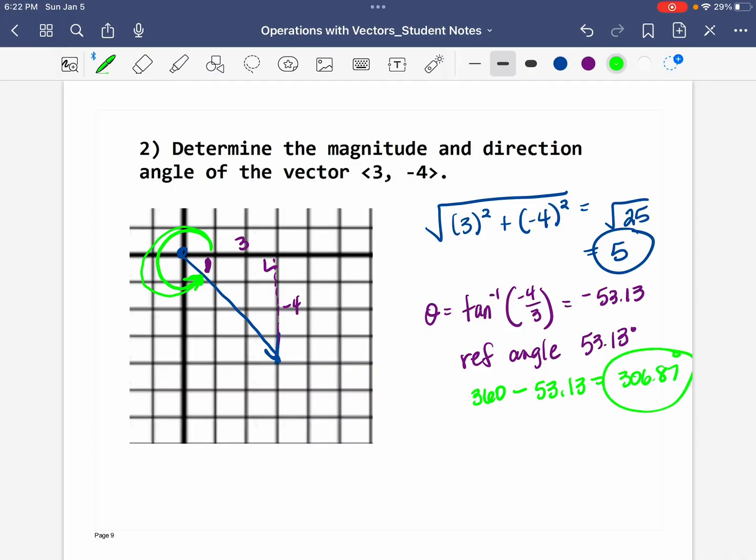All right. Drawing the vector often will help you make sure that your answer is in the right quadrant and all those things. But also, I didn't really say this before, but when you give a direction angle, we always have to do a positive angle from 0.